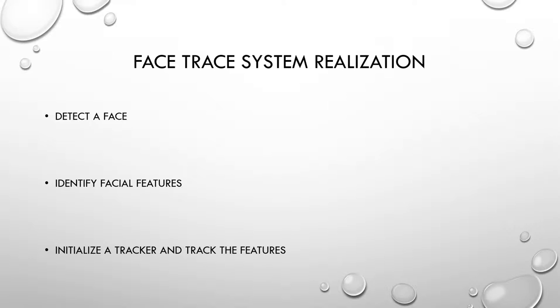Okay, now in my program, first the program needs to detect a face. In the beginning, the system will detect the face in the first frame of the video using the vision.CascadeObjectDetector system object. It's a function which can find the location of a face. And then the system can identify facial features using the KLT algorithm. In the end, it will initialize a tracker and track the features.